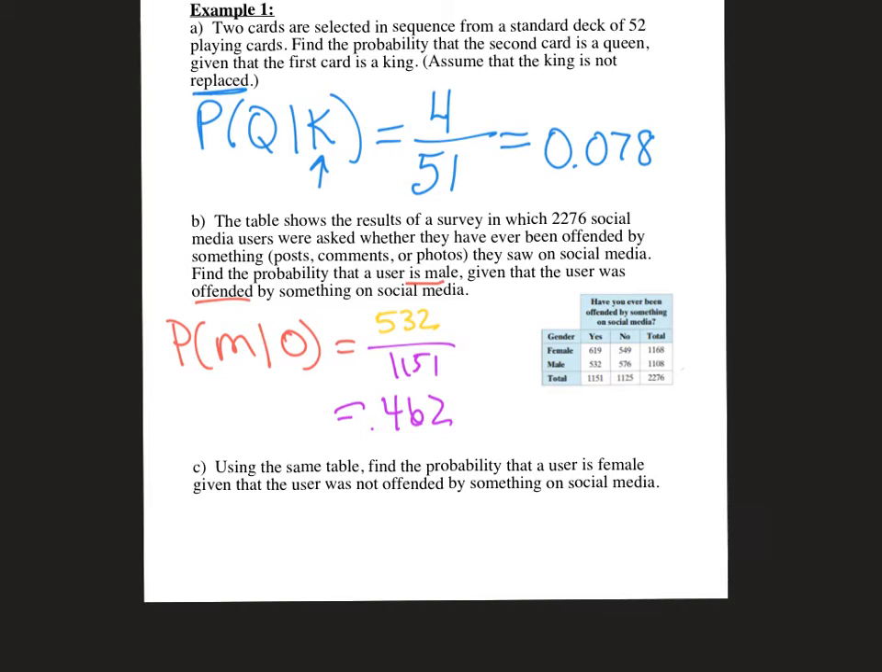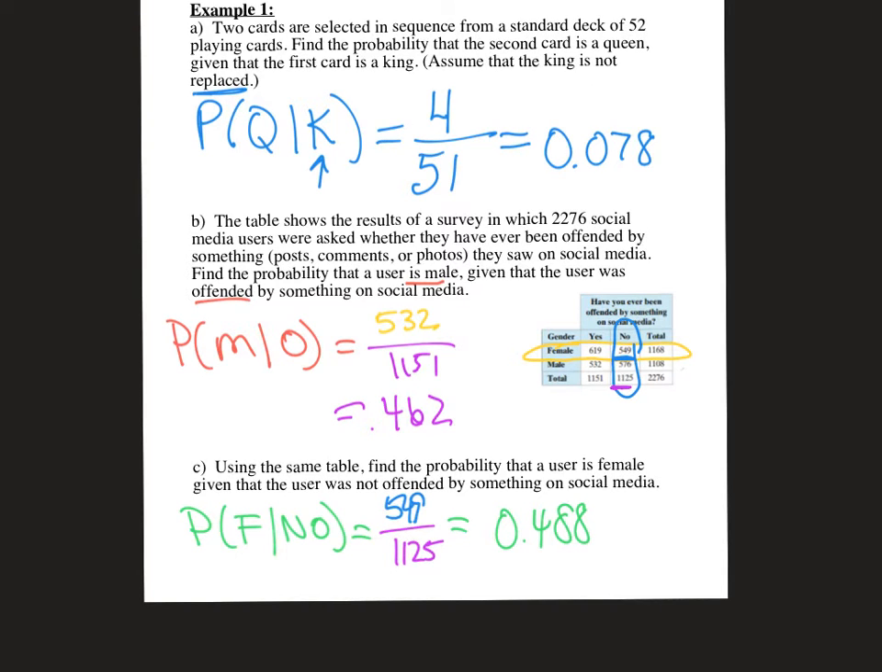So using the same table, find the probability that a user is female given the user was not offended by something on social media. So we are looking for the probability of female given not offended. Again, we look at the female row, and then we look at the not offended column. The number of females who were not offended is 549. You put that over your total number of people not offended, which is 1125. So 549 divided by 1125 gives us 0.488 for our probability, okay?